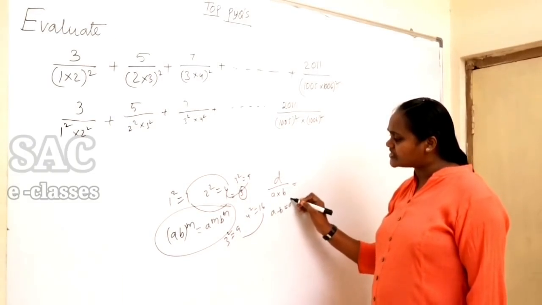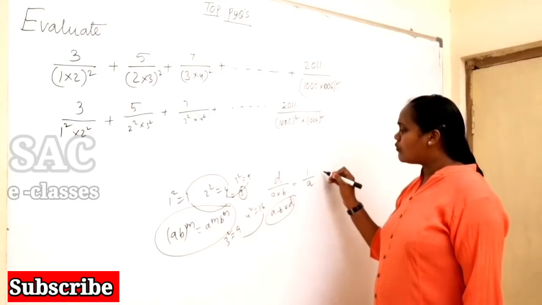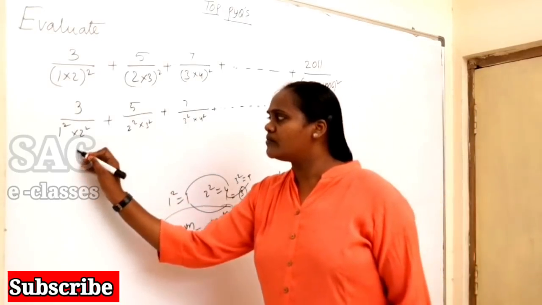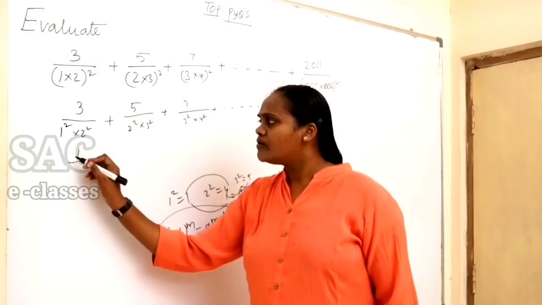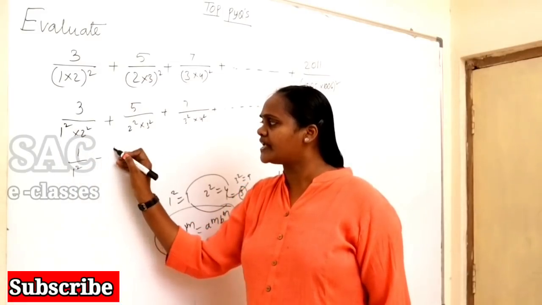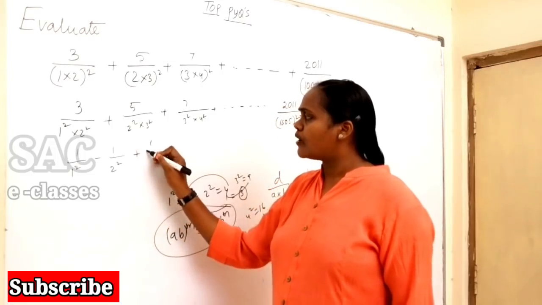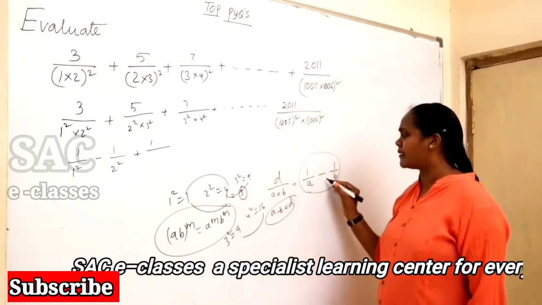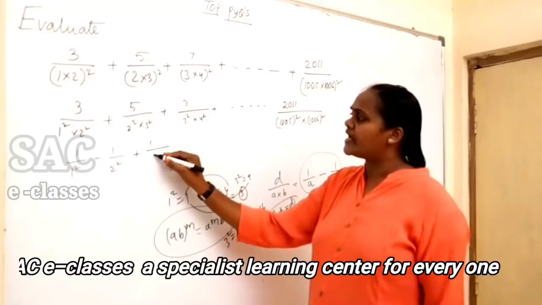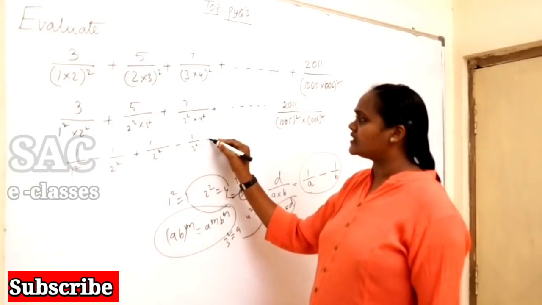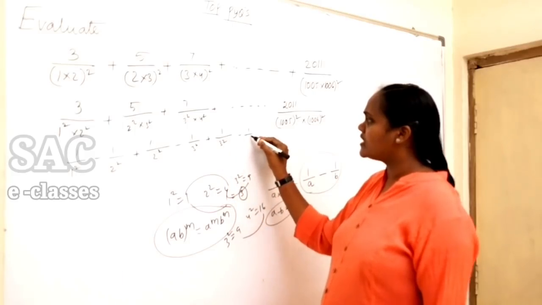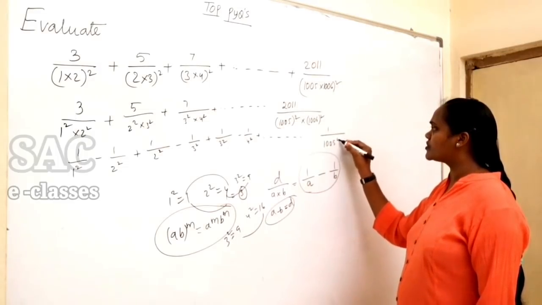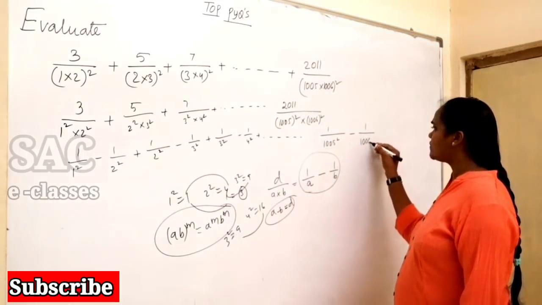A minus B equal to the difference D, we know that we can split it as 1 by A minus 1 by B. Then in what manner can I split this one? Don't confuse: 1 by 1 square minus 1 by 2 square plus 1 by whatever the numerator is. You have to write them in the form of 1 by first number minus 1 by second number: 1 by 2 square minus 1 by 3 square plus 1 by 3 square minus 1 by 4 square, and so on, up to 1 by 1005 square minus 1 by 1006 square.